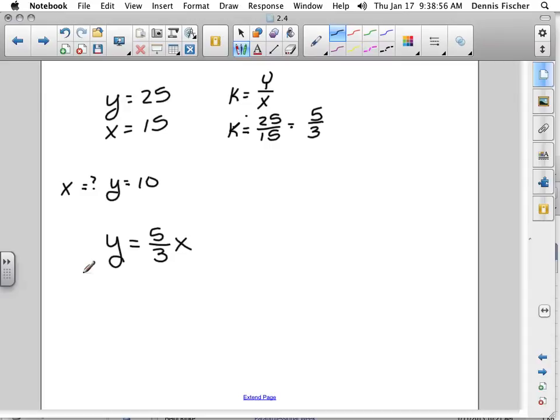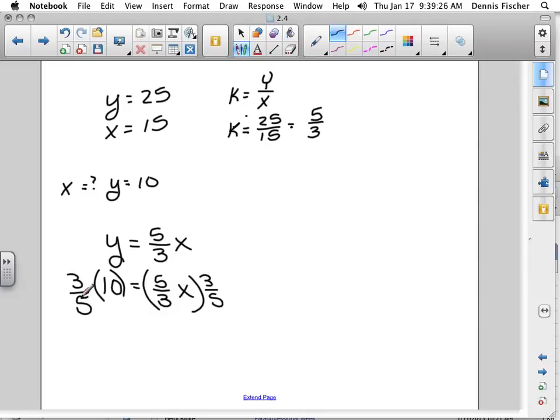So now, the next part of the equation says, find me x when y is 10. So what I'm going to do is go 10 is equal to 5/3 x. Plug it in, I'm trying to find x. There's a couple ways of doing this, in 2 steps or in 1 step. Trying to get x by itself, I'm going to multiply this side by 3/5, the reciprocal of that number. And what I do to one side, I have to do to the other.